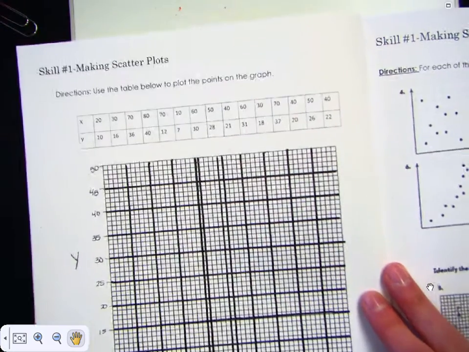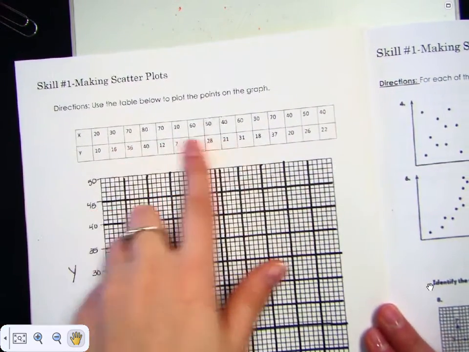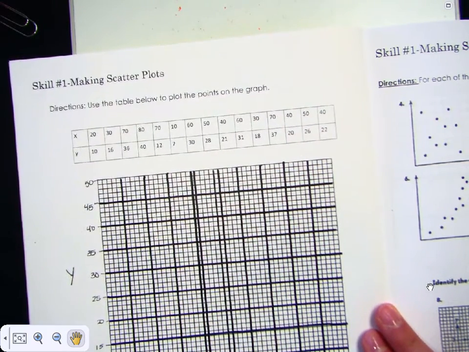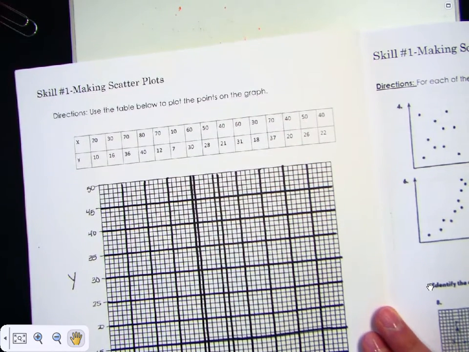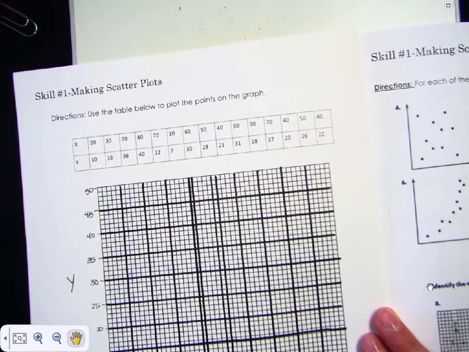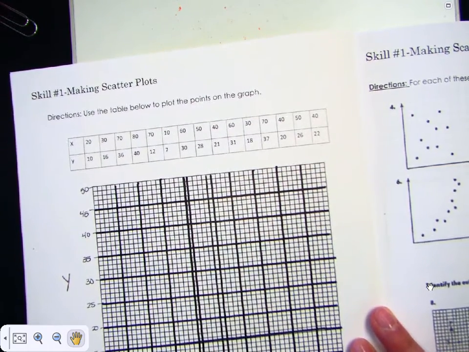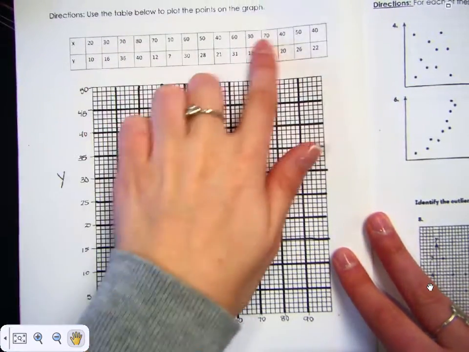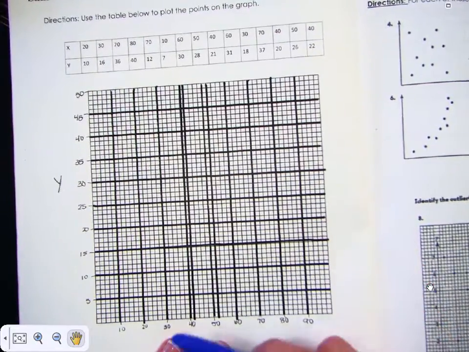In our first example here, it says use the table below to plot the points on the graph. So these are some points people came up with. They're not necessarily an exact straight line, or an exact curve. It's going to be a scatter plot, or points scattered all over the place. You see you have a grid labeled X and Y, so my X values are here, my Y values are here. And all I'm going to do is plot them.